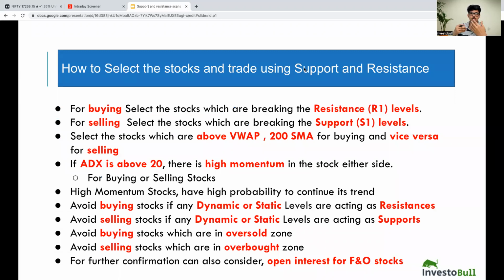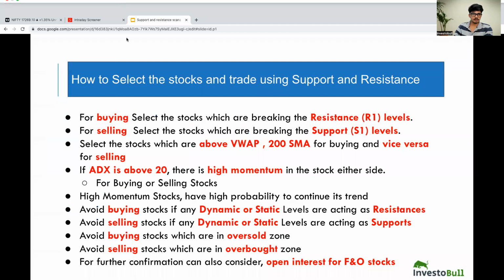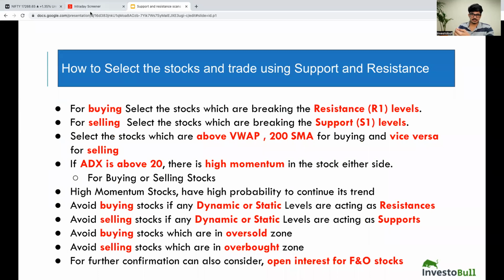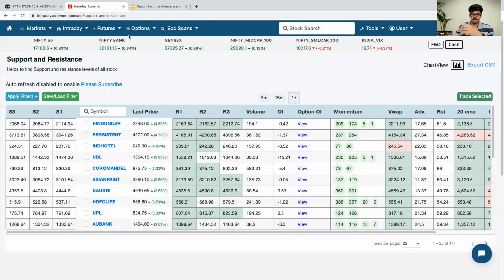Now we'll discuss how to take trades using support and resistance levels. For this purpose, let's get into the Intradayscreener and do it in a practical way. I've already mentioned, this is the interface of support and resistance levels. There is an option where you can switch between F&O and cash. If you select F&O, you'll get the stocks which are in the F&O segment. If you select cash, you'll get all NSE 500 stocks.